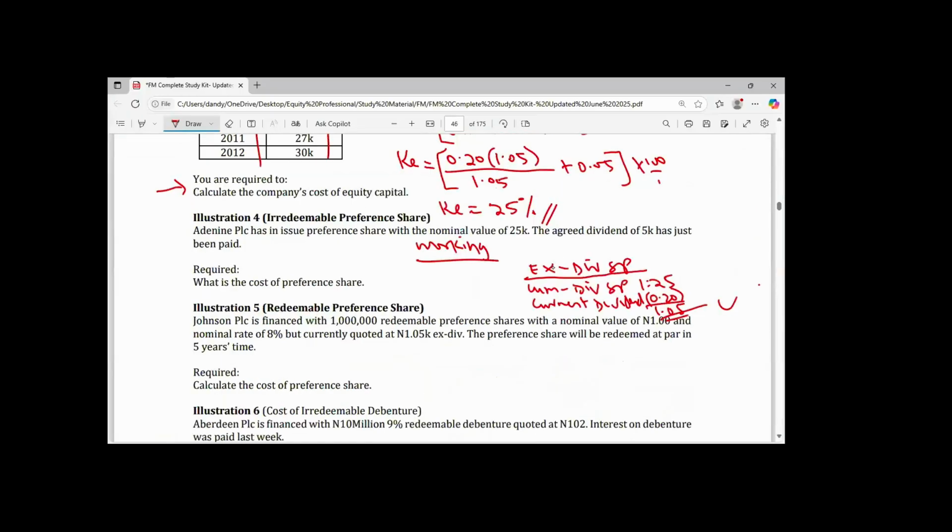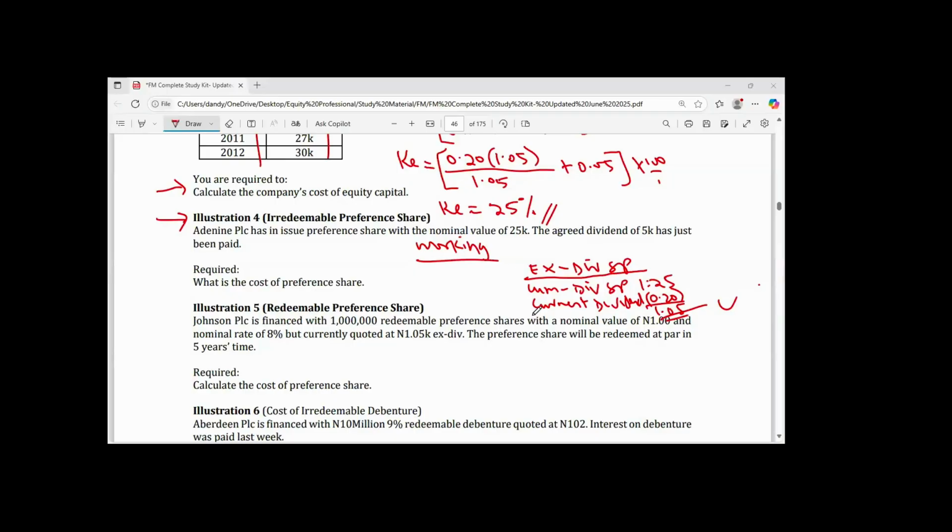Yes, let's look at illustration number 4. Somebody should help us read. I want you to contribute. Who is helping us? Let me call somebody. Some of you have been quiet since. Christiana, is that okay? Christiana Ijake, read. Christiana, are you there? Yes, I'm here. Thank you. Please read illustration number 4.